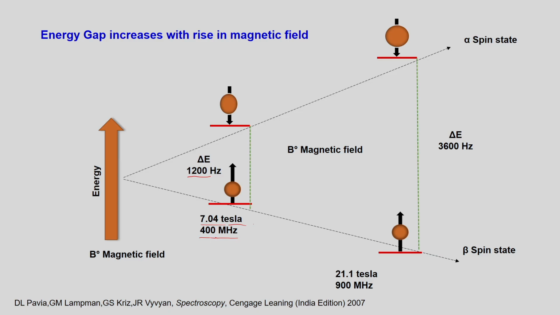Okay. Now, you increase from 400 megahertz to 900 megahertz. If you apply 900 megahertz of energy, then the two energy states differ by this value, delta E 3600. See, now you have a wider difference in energy if you change the frequency of this magnetic field. So, from 400 megahertz to 900 megahertz, it increases from 1200 to 3600.